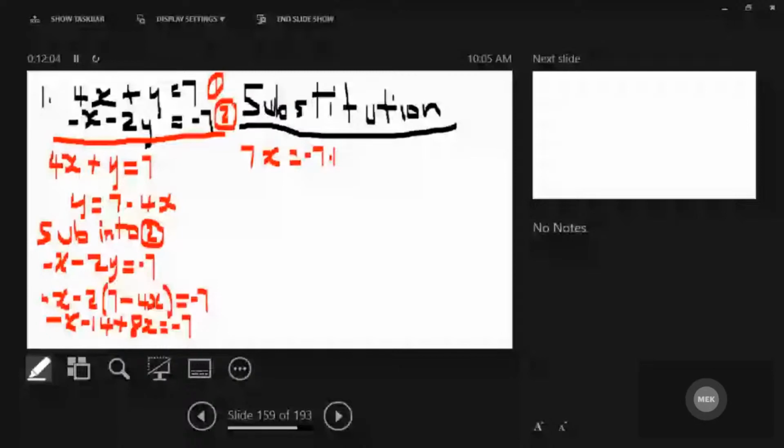So 7x is equal to 7. So x is equal to 7 divided by 7, which is 1. So now we have solved for x. We're not finished. We need to solve for y. So plug in. Now we know that x is 1. We can plug in this value of x in equation 1. So substituting into equation 1.